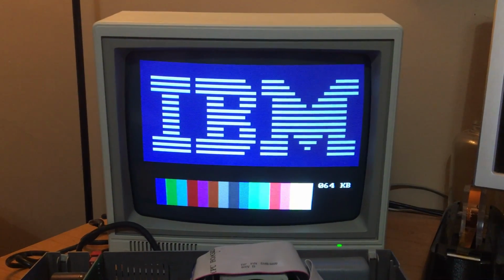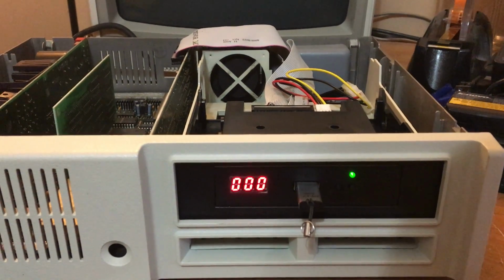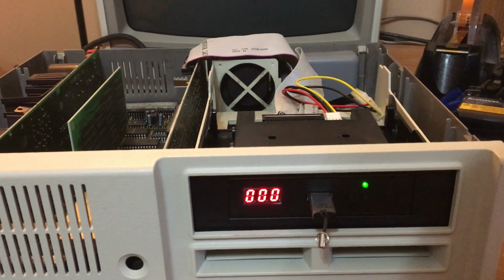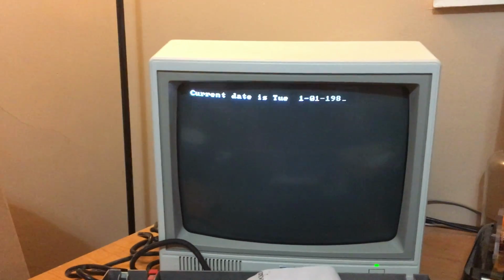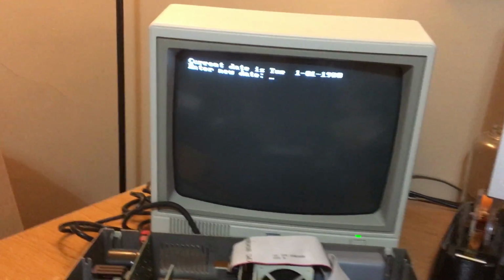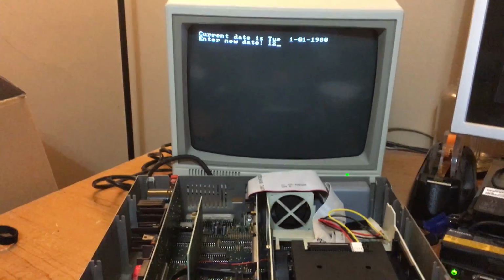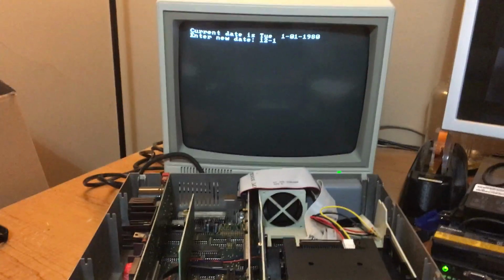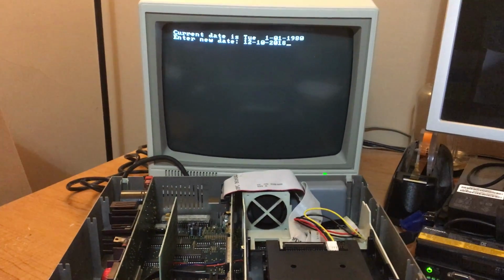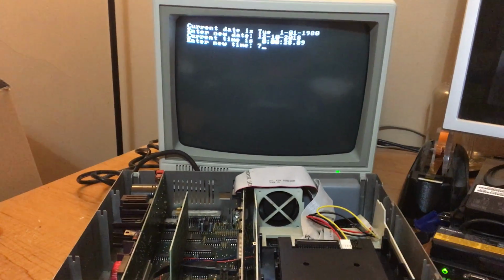The IBM's booting up here. And now you can see that the LED is illuminated. It's accessing the data and reading it. It wants me to enter the date. So, see if I can do this one-handed with this ridiculous wireless keyboard. So, today is December 10th, 2018. And it is 7:39 in the evening.